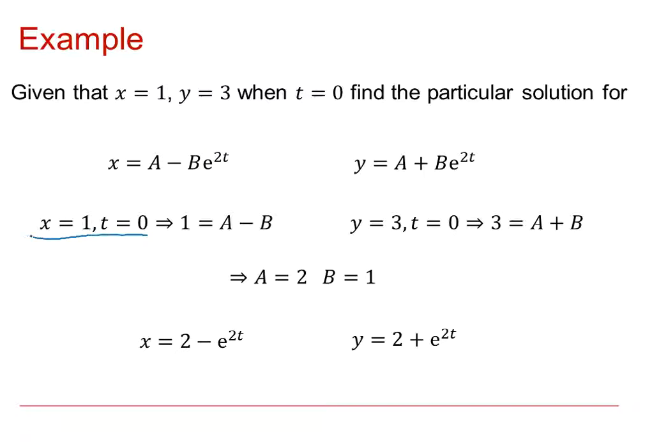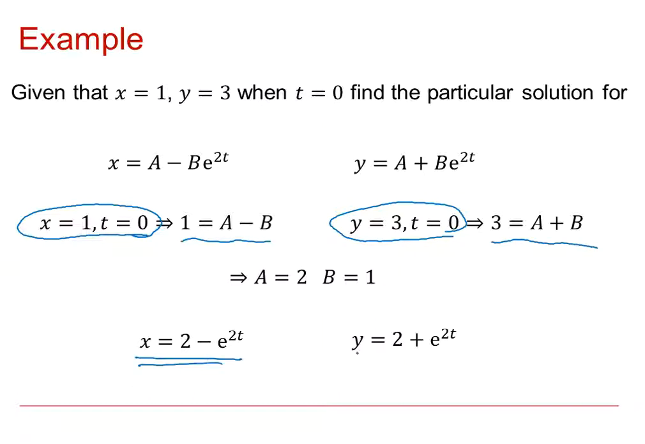So we used the fact that initially there was 1 fox, in other words x was 1, to form this equation, and initially there were 3 rabbits, so y was 3, to form the second equation. Once we've found a and b, we have the particular solutions for x and y.